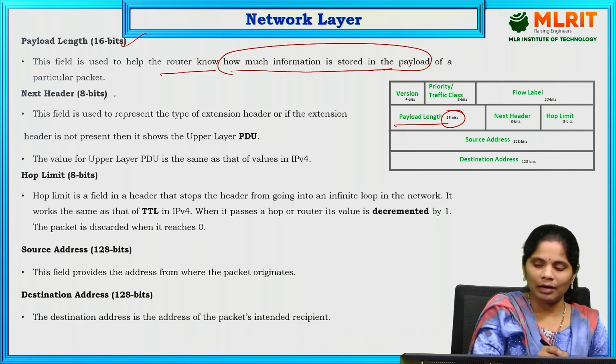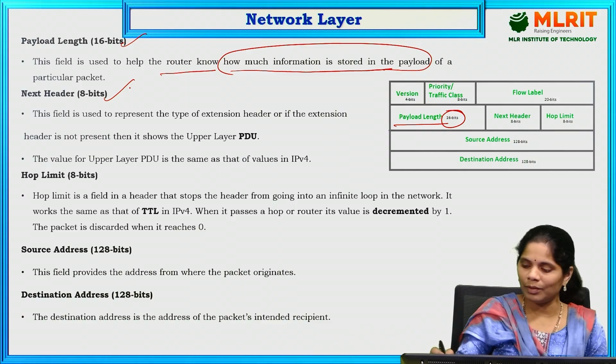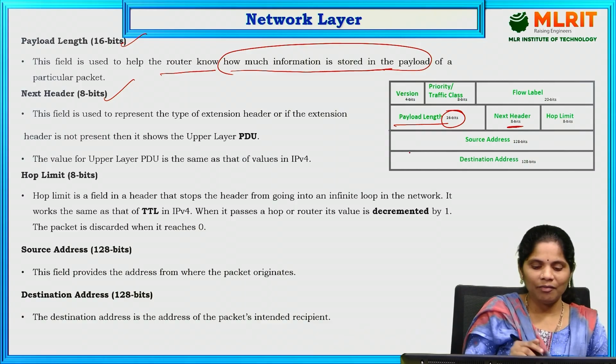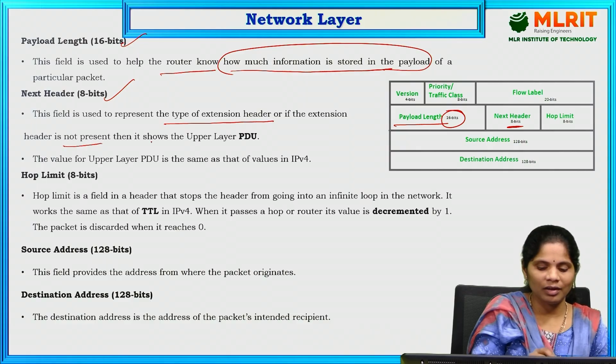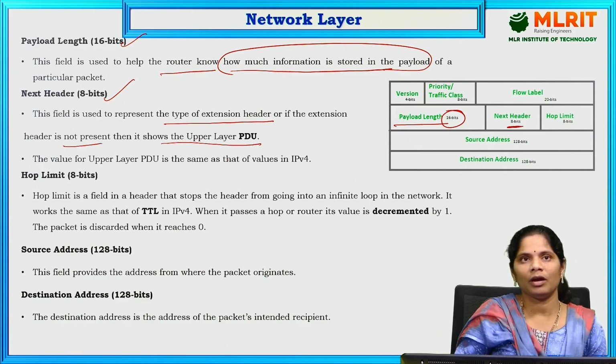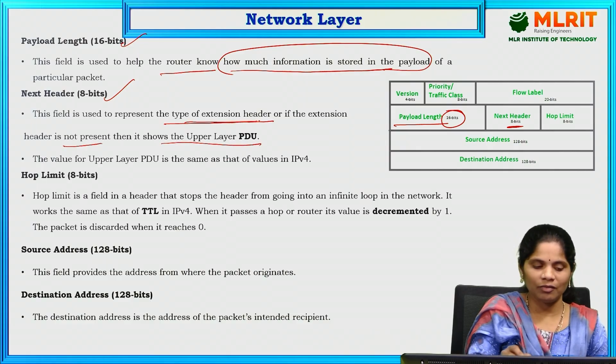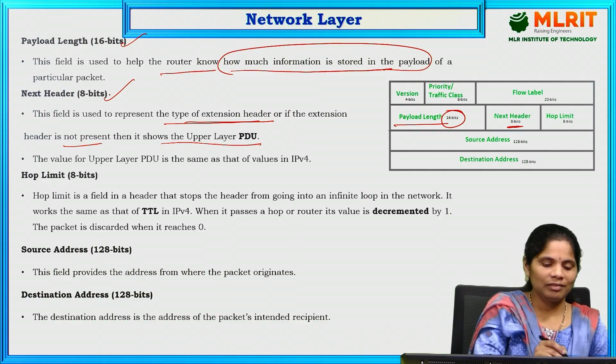And the next header. Next header is 8 bits. It is mainly for the type of extension header, or if the extension header is not present, then it shows the upper layer PDU. That is the next header, which has 8 bits.